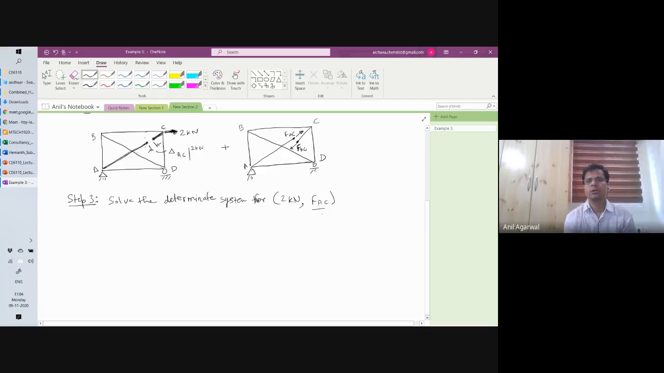Okay, because there is only one redundant force, FAC. If in the earlier problem we had 2 redundant forces, there were 3 times we had to solve it. This time we have to solve it only for 2 forces. One is 2 kilonewton. So, okay.